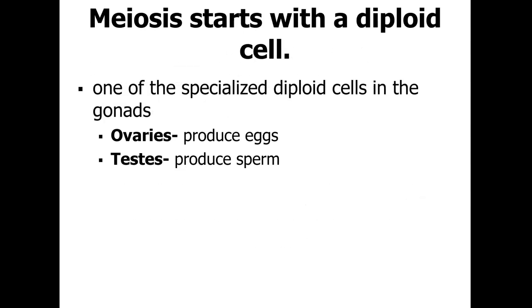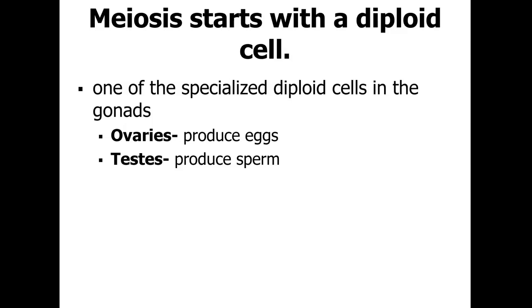So it starts with a diploid cell. A diploid cell is going to have 2 copies of each chromosome. 1 copy came from the mother, 1 copy came from the father. So in talking about humans, we had 23 sets of chromosomes. That's diploid sets. A total of 46, 23 from mom, 23 from dad.